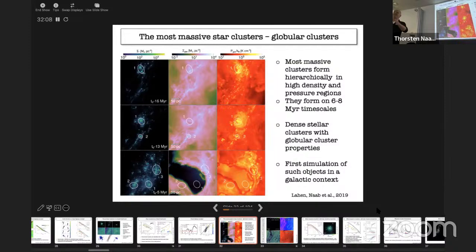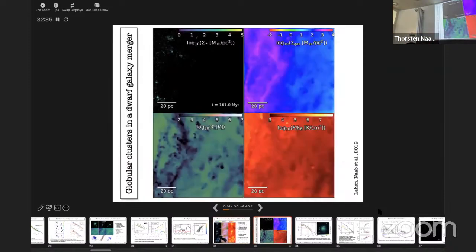So we have a few very massive clusters, up to 10^6 solar masses. And here's how they form. We have a first cluster forming here. Then we have a second massive cluster forming a bit later. And then we have a third massive cluster forming in the supershell created by the supernova explosions from the first cluster here. Now, these objects are interesting.